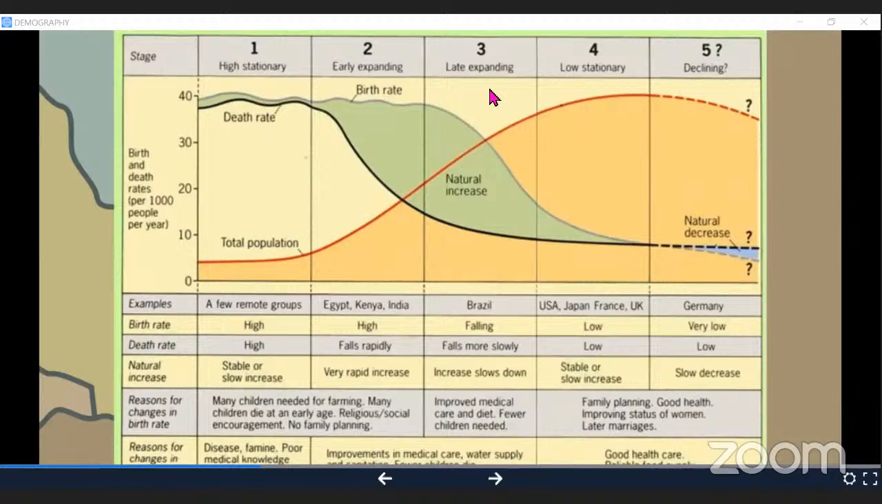So study this table, know when it is 1, 2, 3, 4, and 5, examples of each, relate it to birth and death rate, when it increases and why it changes. Okay? I will leave that for your self-study. So, study this table.